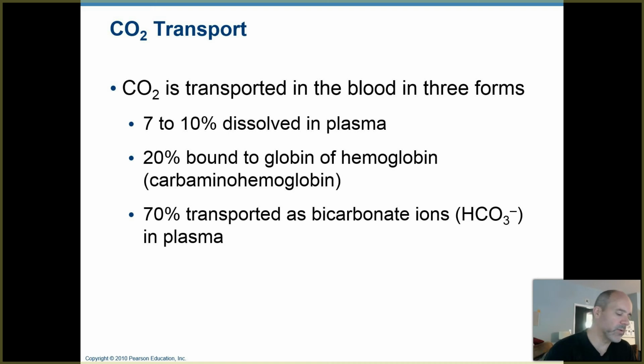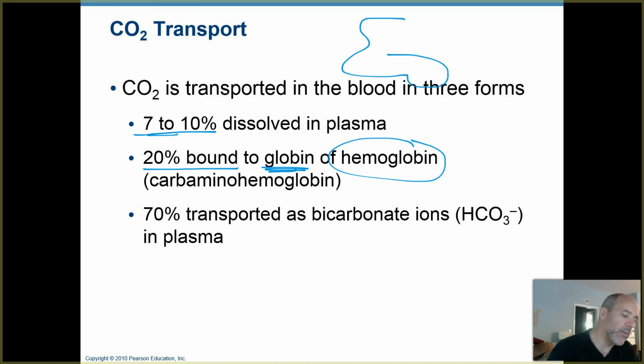CO2 is transported actually in 3 forms. About 7 to 10% of it is actually dissolved in the plasma, so your blood plasma is carbonated, kind of like a Coke is. 20% of it does bond to hemoglobin, okay, but it actually bonds to the globin portion.